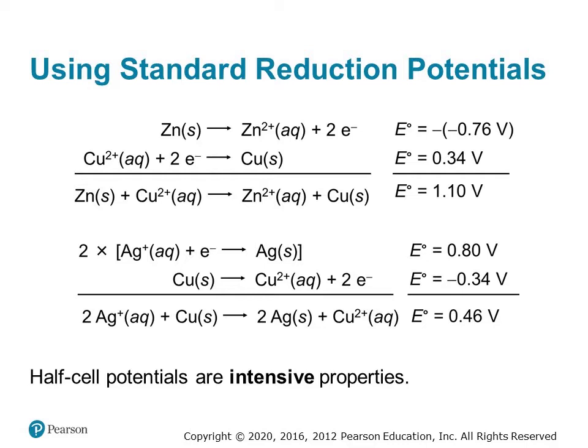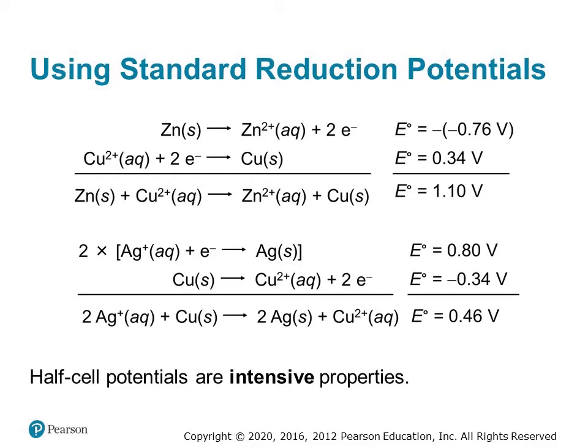One thing to consider is that half cell potentials are intensive properties, meaning they don't change when we scale any of the reactions up or down by some factor. For instance, if we consider the cell formed by the reduction of silver ions at the cathode and the oxidation of copper metal to copper ions at the anode, to balance the equation, we need to double the coefficients in the reduction half reaction.